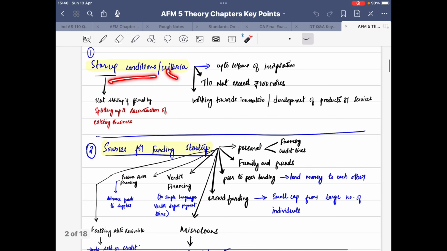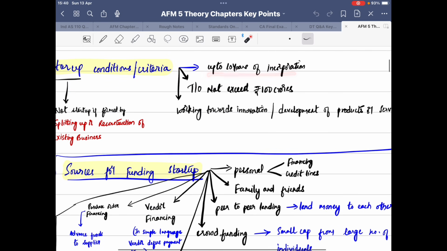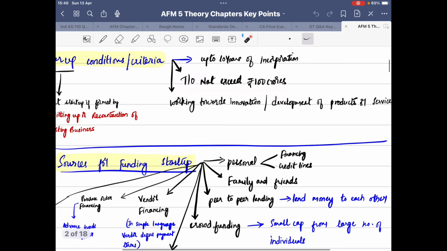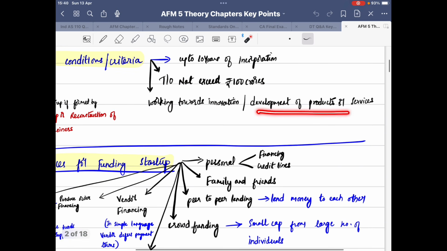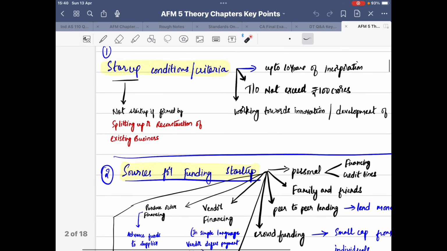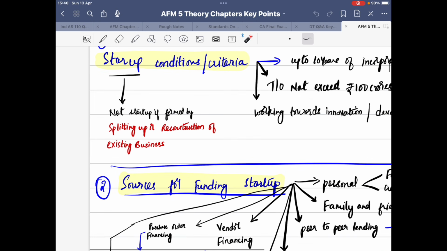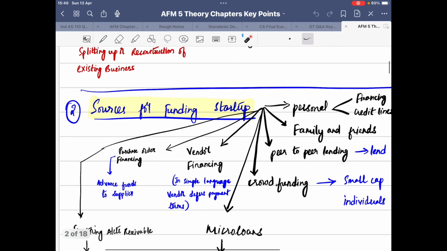Startup conditions or criteria: up to 10 years of incorporation, turnover not exceed 100 crores, working towards innovation, development of products or services. Startup not startup if formed by splitting up or reconstruction of existing business.